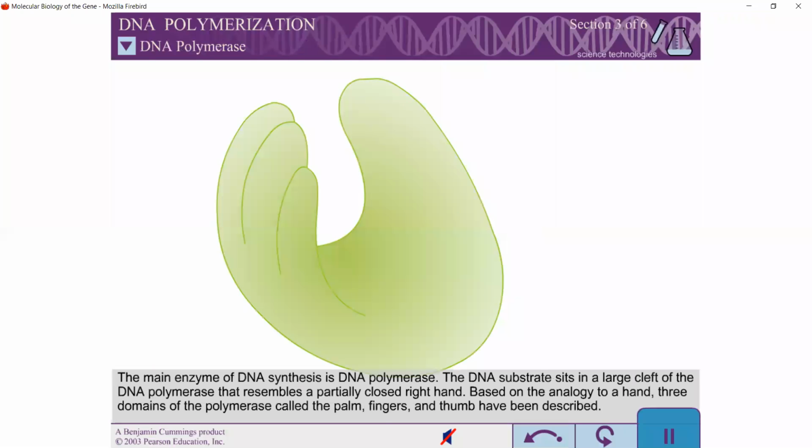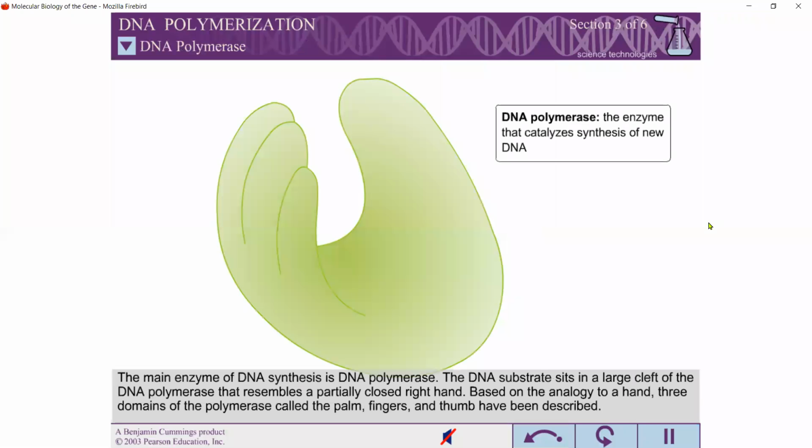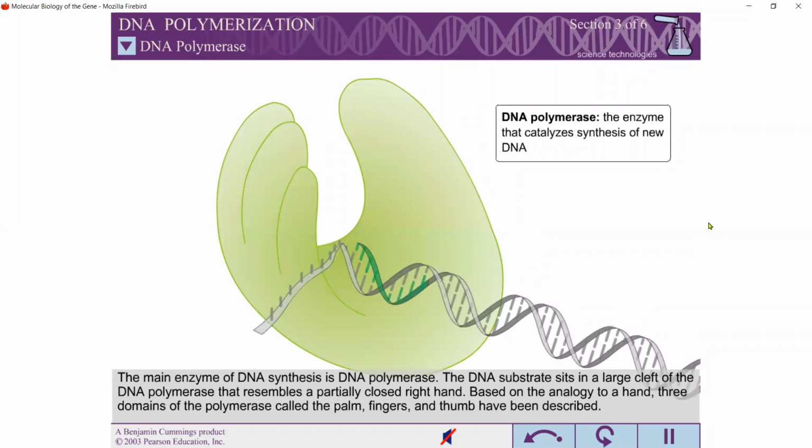At the molecular level, if we just imagine how the enzyme looks like, the DNA polymerase, if you look at here, this is the DNA polymerase. It resembles a hand. It resembles the palm of your right hand. And you can see the DNA substrate. So this is the DNA that is to be polymerized. And it is sitting in a large cleft. You can see the cleft. It is sitting in a large cleft that is a partially closed right hand.